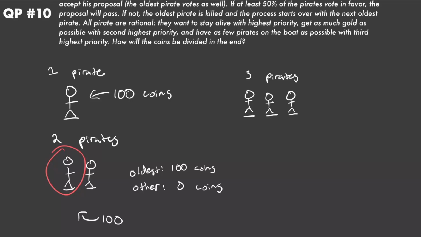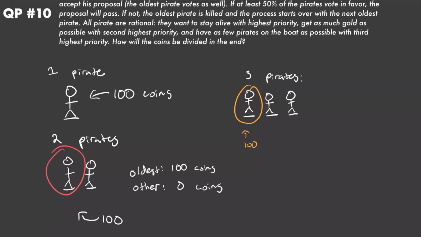Okay, now let's look at the situation when we have 3 pirates. We're slowly working our way up to when we have 5 pirates, right? Now, this is our oldest pirate right here. This will be our second oldest, and then this will be our youngest pirate. Now, notice if the oldest pirate proposes that he gets all 100 coins and the other 2 get 0, well, they are both not going to like that, right? So they're both going to vote against that proposal, and then in this case, they're going to have the majority, right? They're going to have 2/3 of the vote.